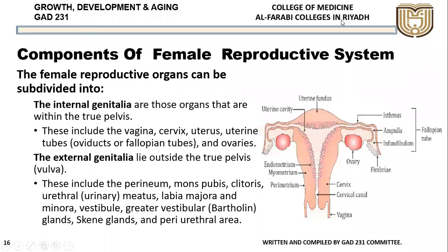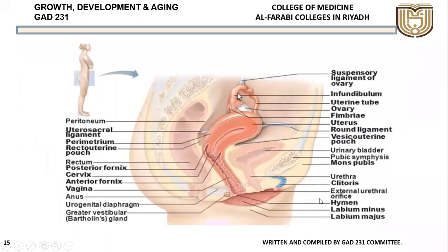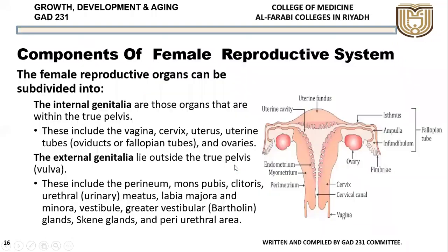The components of the female reproductive tract consist of two parts, internal genitalia as well as the external genitalia. Internal genitalia are those organs that are within the true pelvis, not like in the case of the male, outside the pelvis in the scrotum, but all the organs are present within the pelvis in the case of the female.